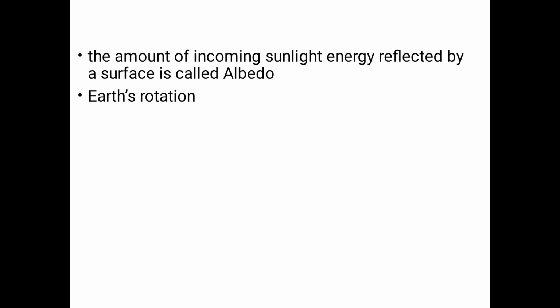Students, you also have to study the other factors that influence the distribution of climate in the world, as I have mentioned earlier.